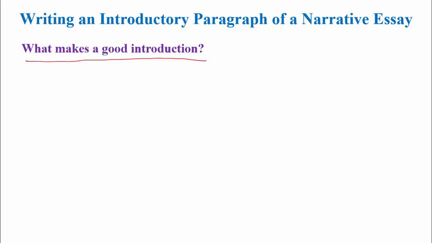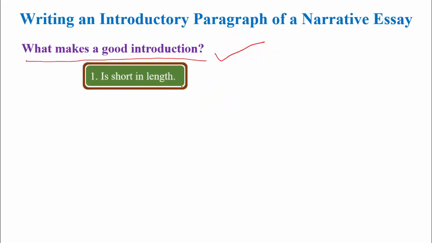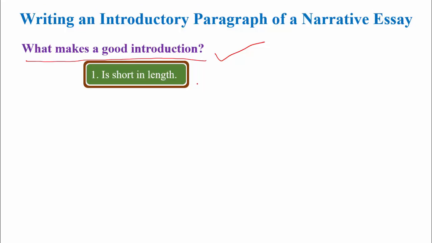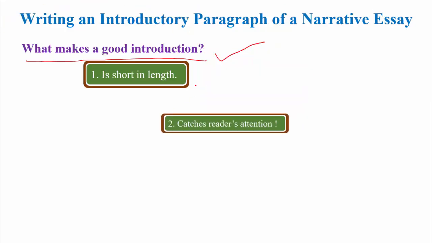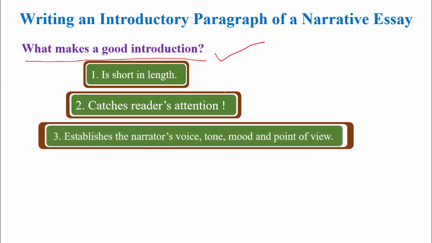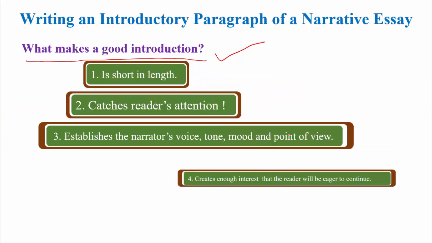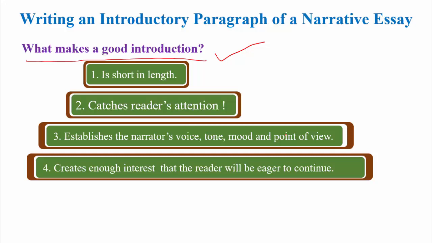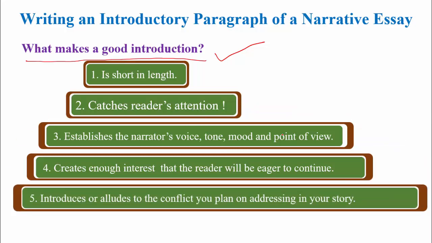You can say with confidence that you have written a good introductory paragraph for your narrative essay when it meets the following criteria. The first criterion is that your introduction should be short in length. Number 2, it catches the reader's attention. Number 3, it establishes the narrator's voice, tone, mood, and point of view. Number 4, it creates enough interest that the reader will be eager to continue. And number 5, it introduces or alludes to the conflict you plan on addressing in your story.